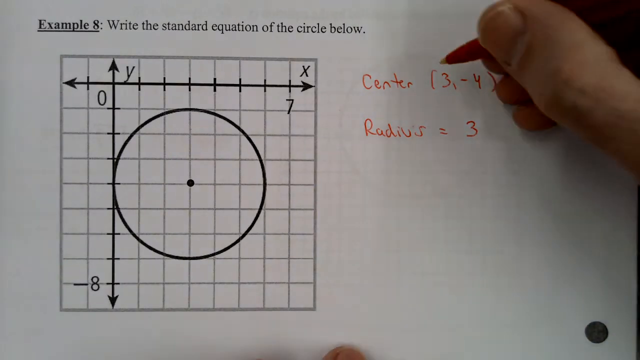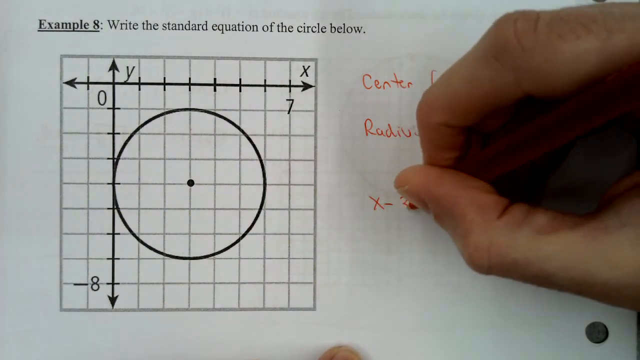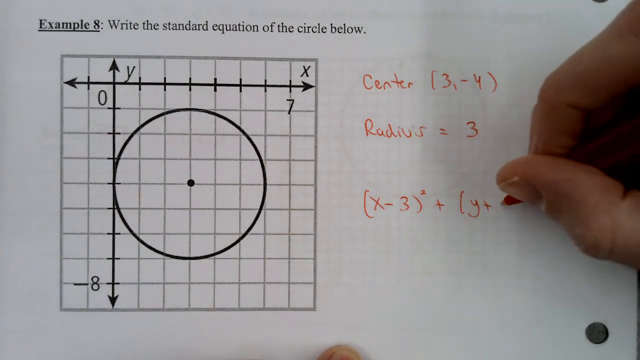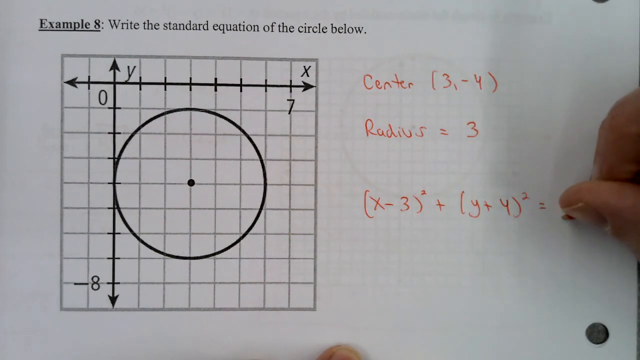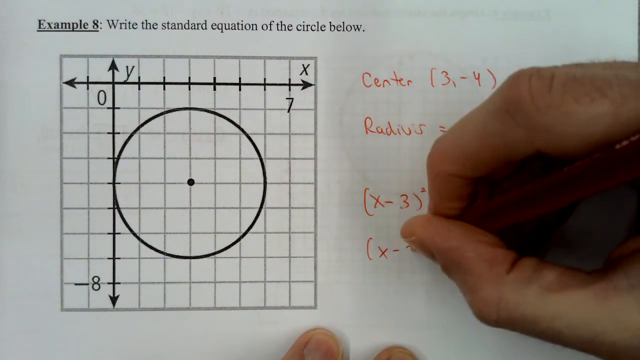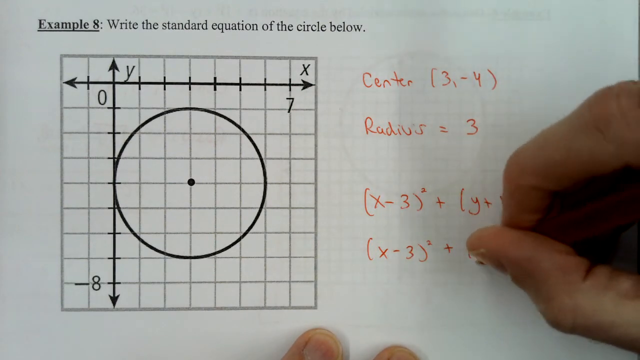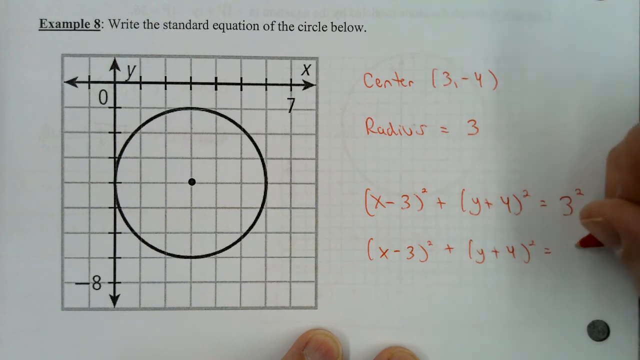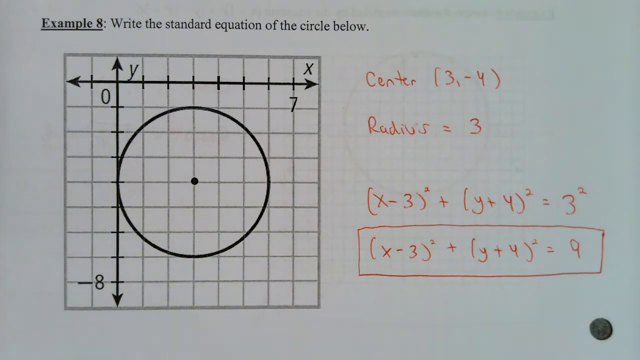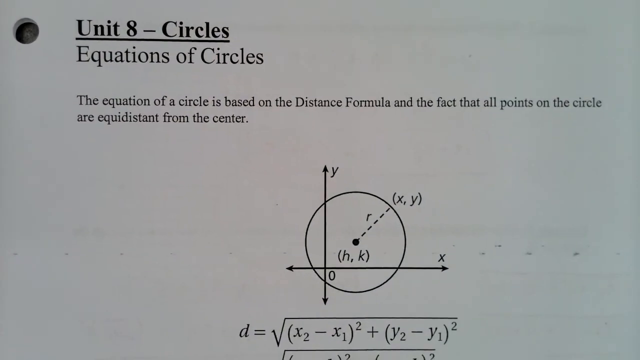And now here we go. x minus 3 squared, because you changed the sign, plus y plus 4 squared, because you changed the sign, equals the radius, which is 3 squared. The final answer, you're going to make that 9. x minus 3 squared plus y plus 4 squared equals 9. And that is the end of that lesson. That lesson was called Equations of Circles.